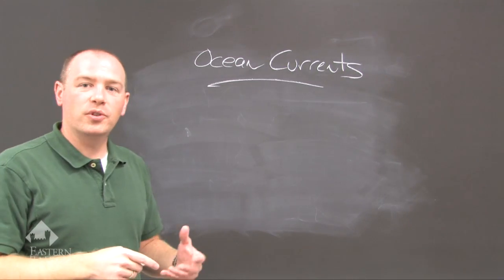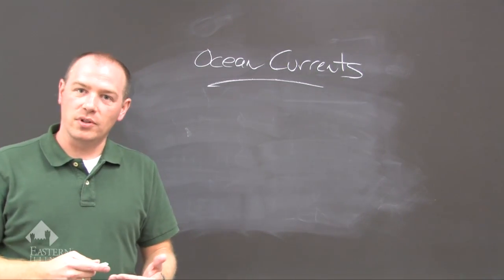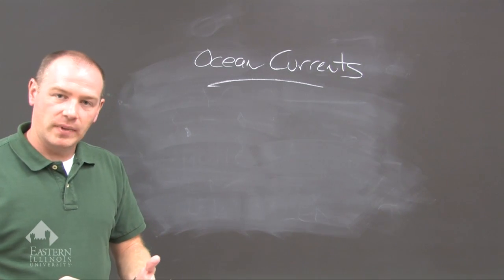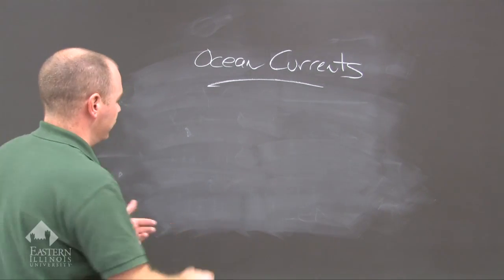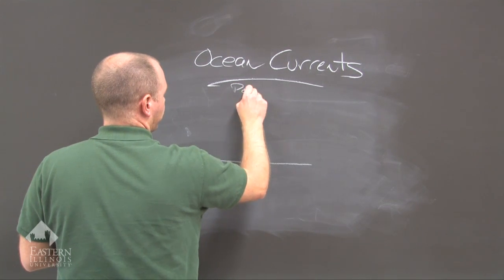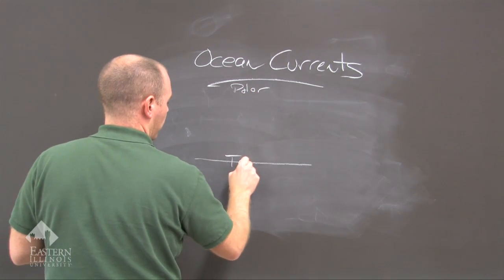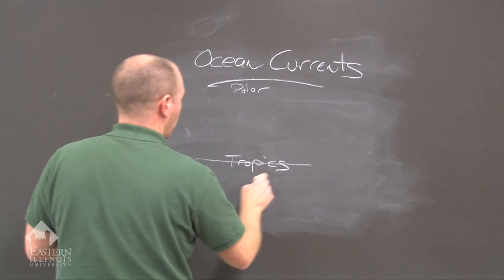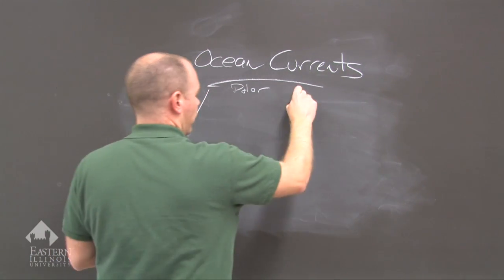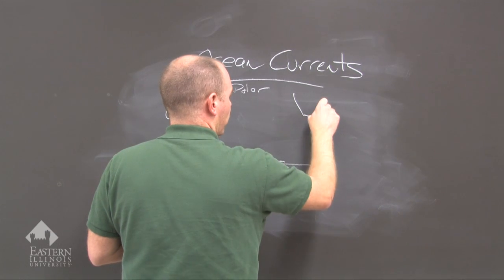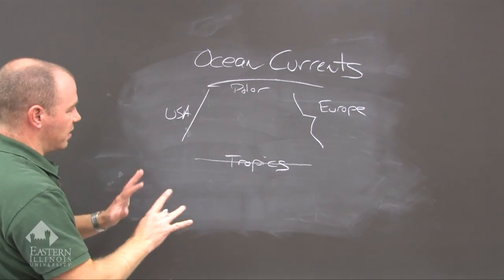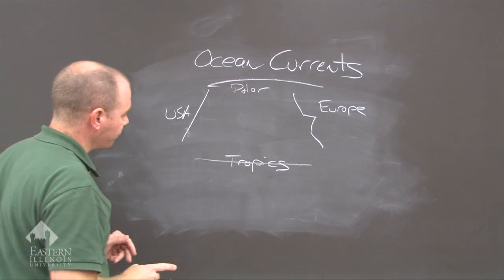Ocean currents help to moderate temperatures to the extreme north and at the equator. So for example, if we consider, here is the equator, here is the polar region, the tropics are here. We'll say that this is the USA, and then over on this side, we have Europe. Now this is a very basic, simple diagram.